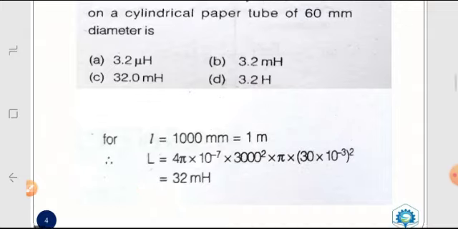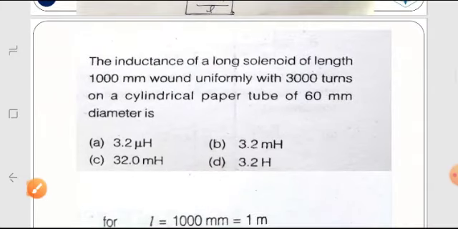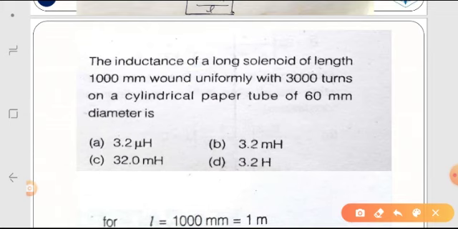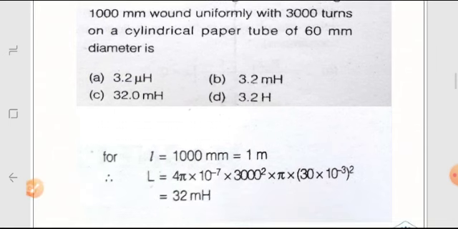Here the length is given as 1000 mm, which means it is 1 meter. So divided by l, since it is 1 meter, even if you don't write it, it doesn't matter. Therefore, L is equal to mu N square A. In mu, it is mu 0 mu r. Again, mu r is taken as 1 for air and vacuum. Therefore, L is equal to mu 0.